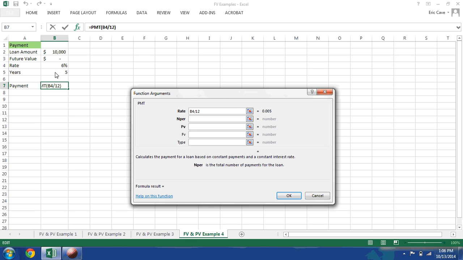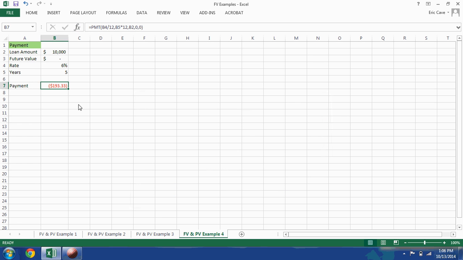Number of periods, for 5 years, except we're going to multiply this one by 12 as well, because the number of periods we actually have is going to be 60, since we're going to make a monthly payment on this. Present value right now is 10,000. Future value is going to be 0. Again, our type is 0. Again, you want to go up to that present value and make sure everything looks correct. Click OK, and that would give us a monthly payment of $193.